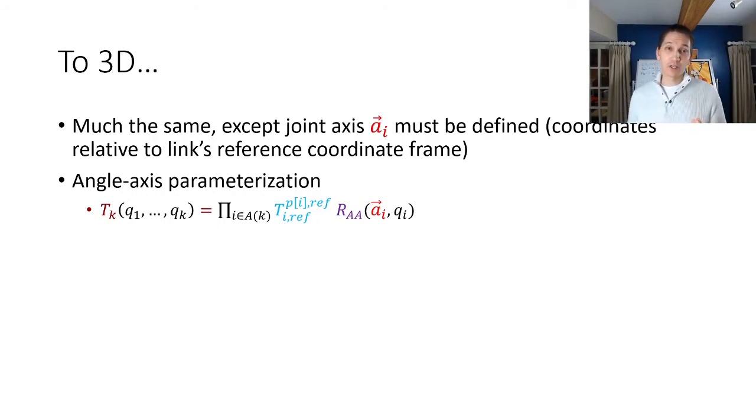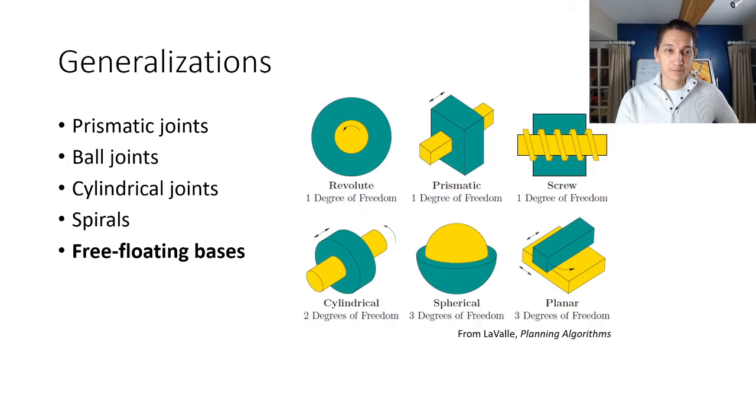And to get the rotation matrix, we will use axis angle parameterization, so we're always rotating about the origin about some local joint axis by that angle Q1. Otherwise, this expression is pretty much the same as before. There are also generalizations of this beyond revolute joints to prismatic joints, screw joints, and other more exotic types of joints, including free-floating bases, which can be expressed as a set of translations and rotations as Euler angles.